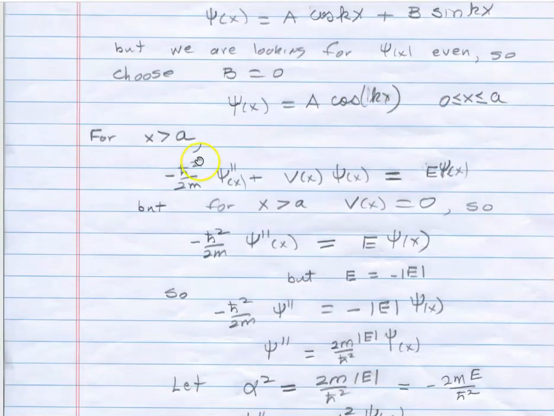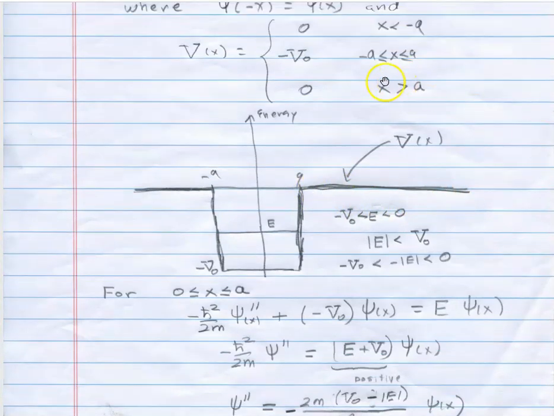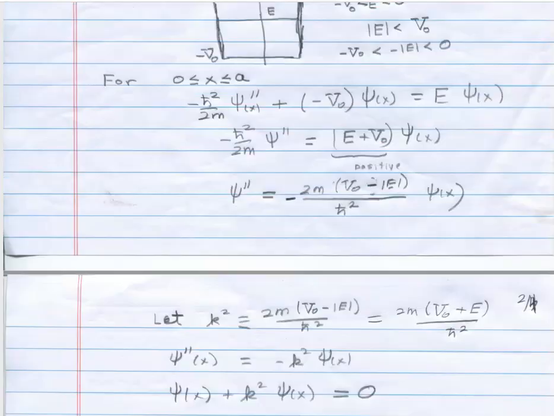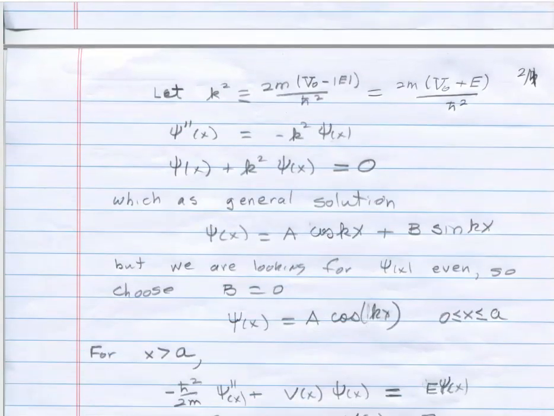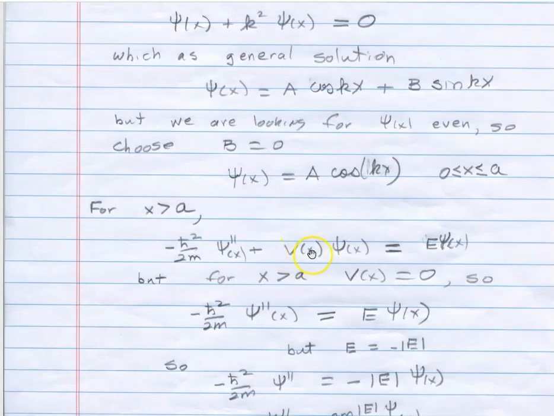Do a similar thing for x greater than a. That's really even easier in a certain sense, because for x greater than a here on the outside, the potential is 0. I'm in this region up here. So our Schrodinger equation in this case simply has a 0 here, so the potential term vanishes: 0 times the wave function psi.